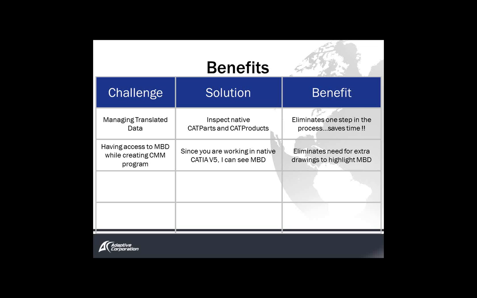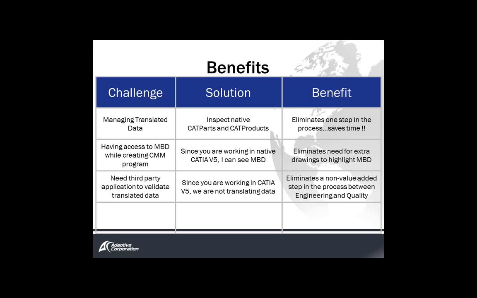Next, having access to model-based definition. So I assume everybody on the call has had some experience in dealing with receiving models from your customers where there are no 2D drawings. So the ability to be able to program those models offline without the need to create 2D inspection drawings is of interest and value to a lot of organizations. So this solution allows you to do that since you're working in CATIA V5, and you can also see the model-based definition, which eliminates the need for extra drawings to highlight the MBD information.